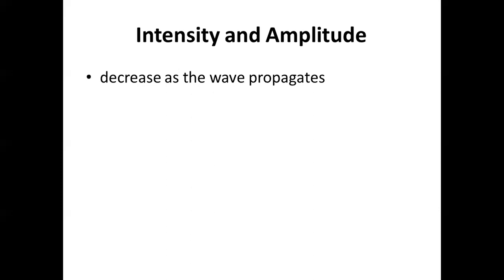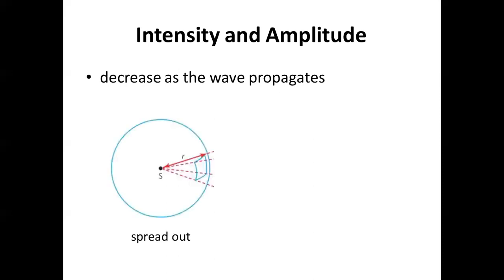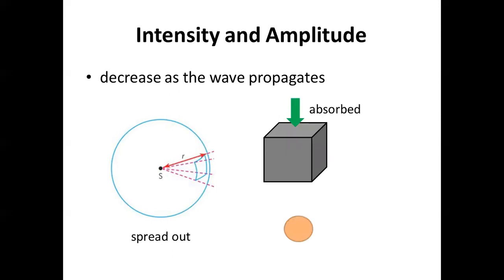Next will be the intensity and the amplitude. The intensity and amplitude will generally decrease as the wave propagates. These are the possible reasons as to why that is the case. First, as we have seen in the previous example, the waves can spread out from a point source. Second, waves can be absorbed. And third, waves can be reflected or scattered by objects.